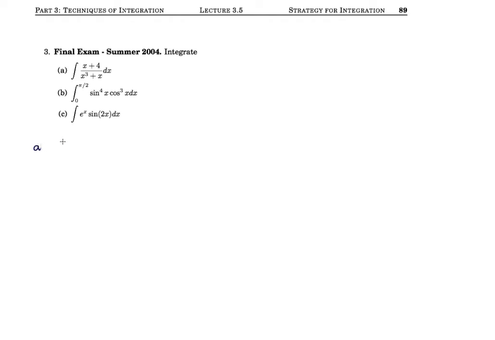So in this first example, we've got the integral of (x plus 4) over (x cubed plus x) dx. So that's a rational function, which means we should probably try to split it up using partial fractions.